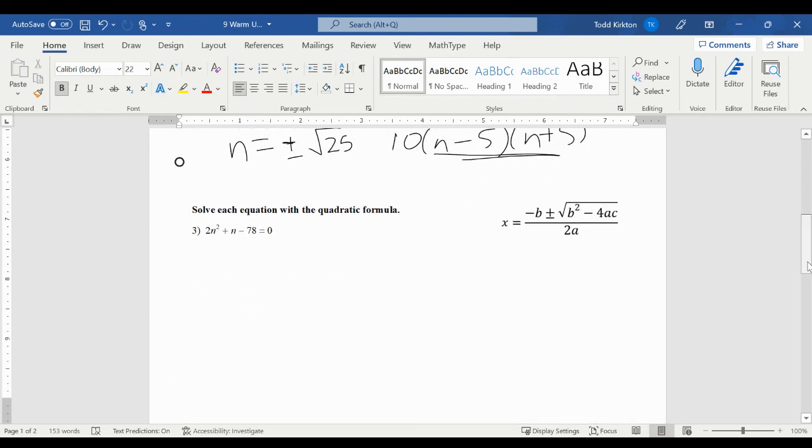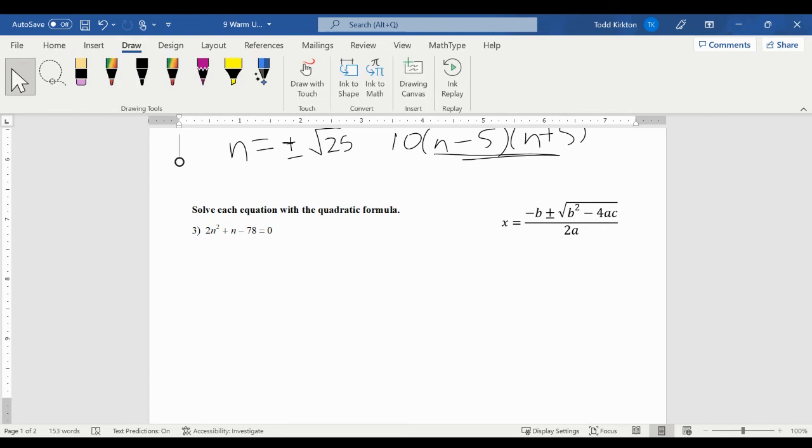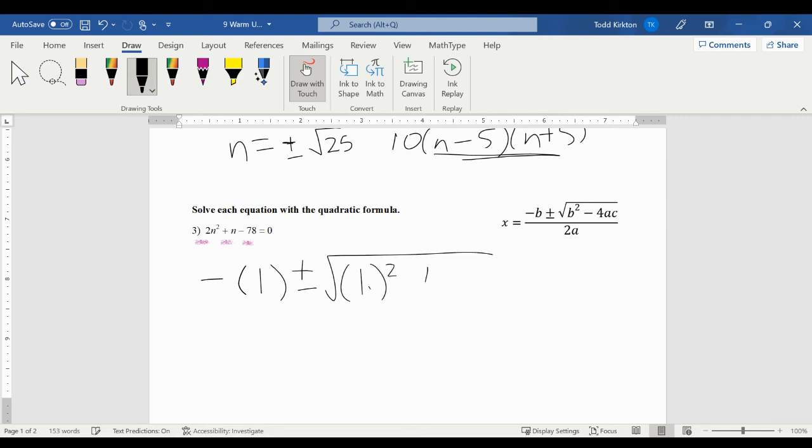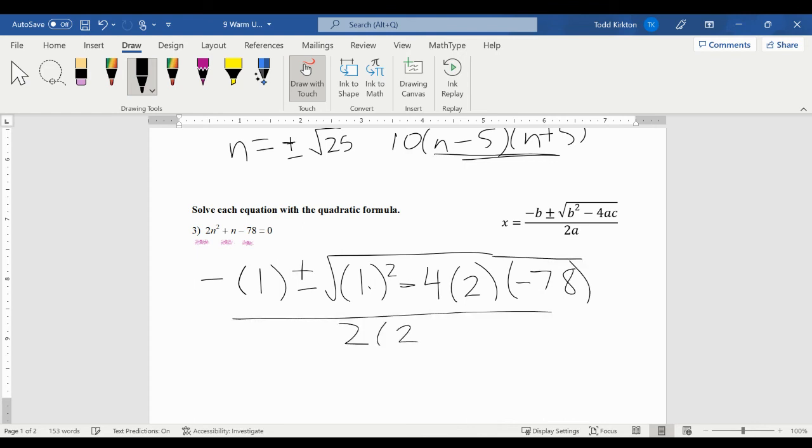Solve each equation with the quadratic formula. So I'm going to put it in. Make sure I have A, B, and C first in order from highest power to lowest power. So my A is 2, and then I'm just going to plug stuff in. So negative 1 plus or minus square root 1 squared minus 4 times 2 times negative 78, all over 2 times 2.